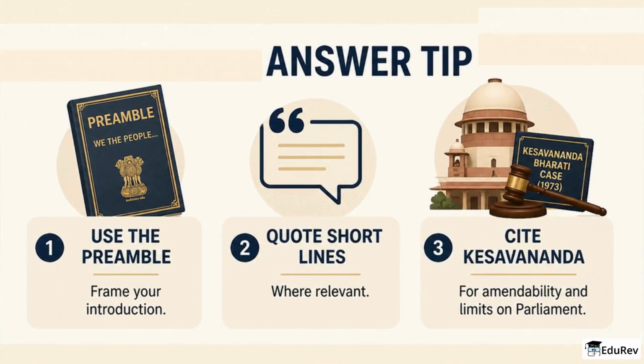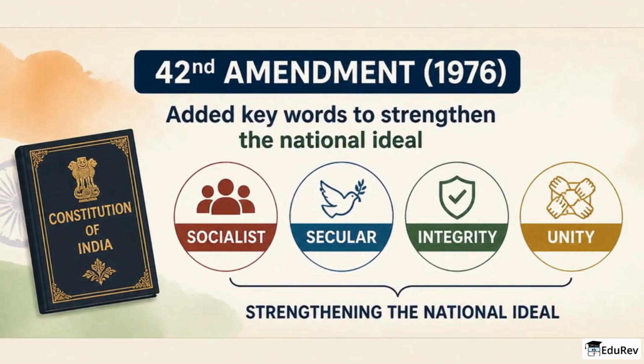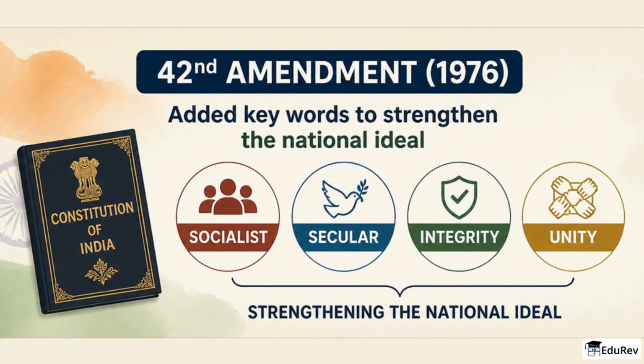Practically, for CLAT PG answers, use the preamble to frame your introduction, quote short lines where relevant, and cite Kesavananda when discussing amendability or limits on Parliament. When asked about words added by amendment, remember the 42nd Amendment introduced socialist, secular, and the word integrity alongside unity to strengthen the national ideal.